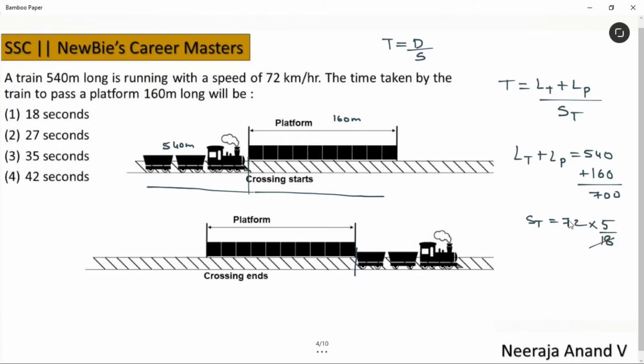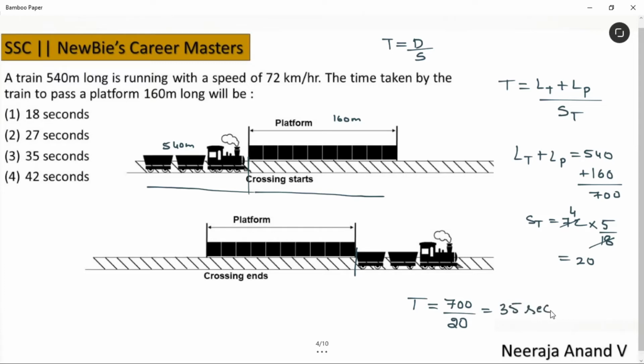Okay, what is this value? 18 ones are 18, fours are... Yes, this is 20. Okay, now find the answer. Time taken to cross the platform is equal to distance, the value is 700 meters, and the train crosses with the speed of 20 meter per second. So it takes 35 seconds to cross the platform.